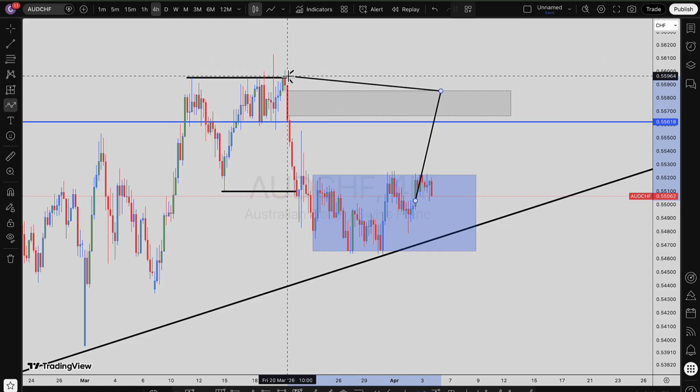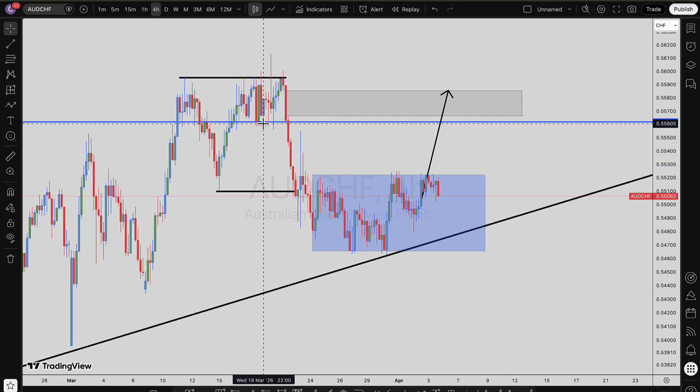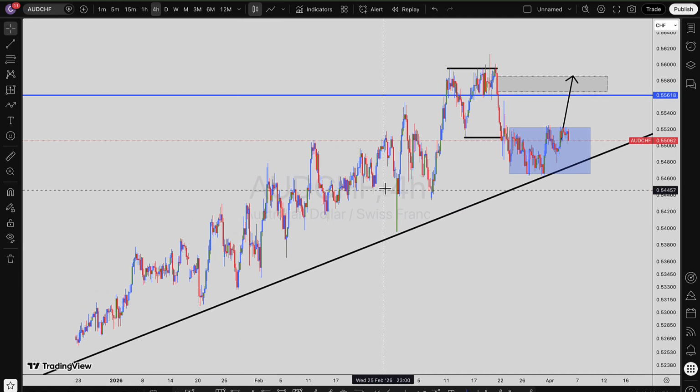After our sweep, we took out this structure, which is our first internal market structure shift. Then we took out this low right here, but market is still bullish.